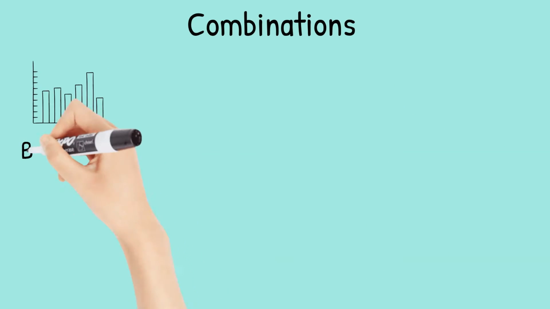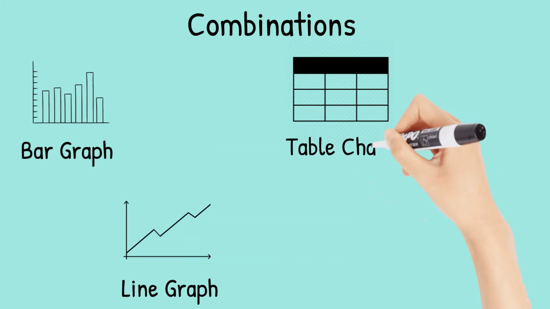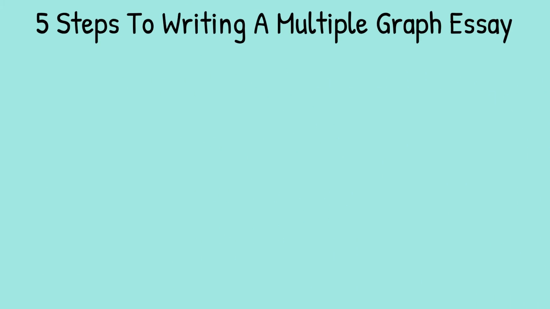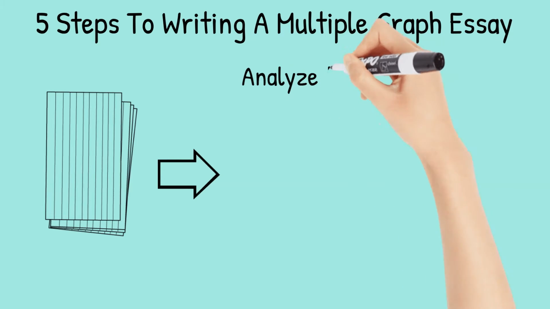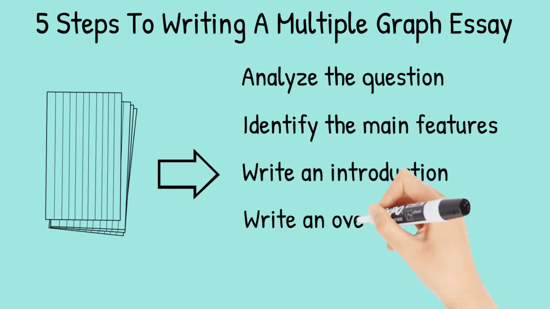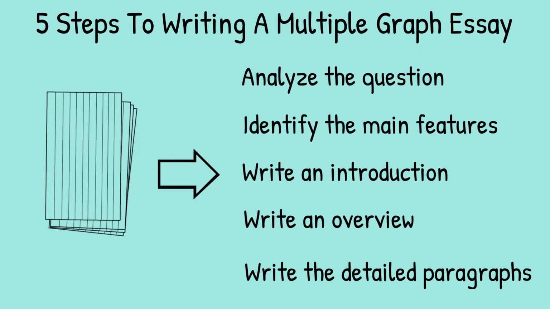A question could include any combination of the following: bar graph, line graph, table chart, or pie chart. The process for planning and writing IELTS multiple graph essays is the same as for any other Academic Task 1 essay. Here is the 5 steps process I recommend that you use. Analyze the question, identify the main features, write an introduction, write an overview, and write the detailed paragraphs. I'm going to take you through the whole process step by step as we work on a practice question.